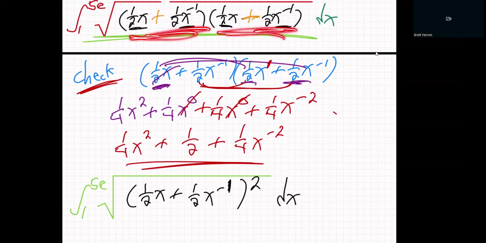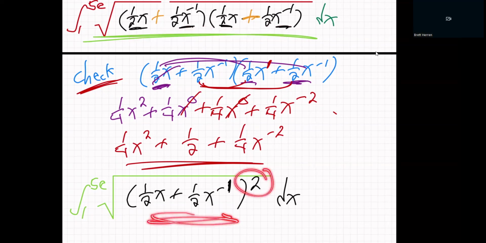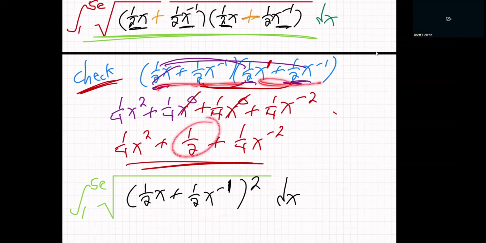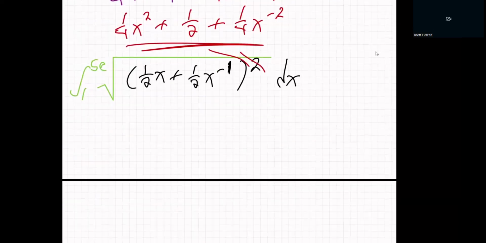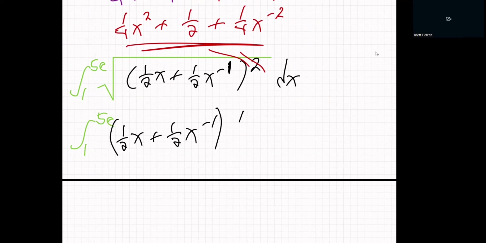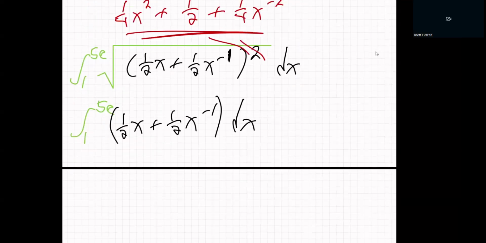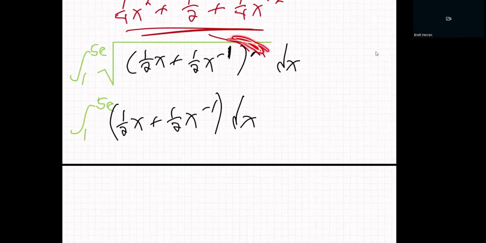This is the same thing twice. So it's squared, right? We proved it. If you fold it out, it really does push that half in the middle. So now we can just do a big fancy rooting cancels squaring. So this problem becomes the integral from 1 to 5e of just the half x plus a half x to the minus 1 dx. The root's gone. The root and the square cancel each other out.